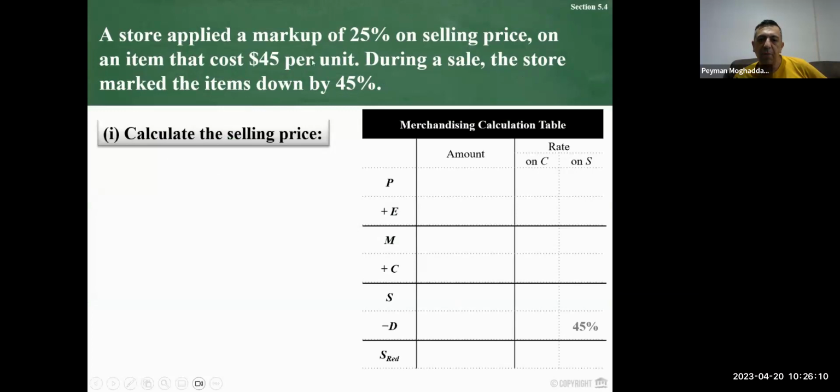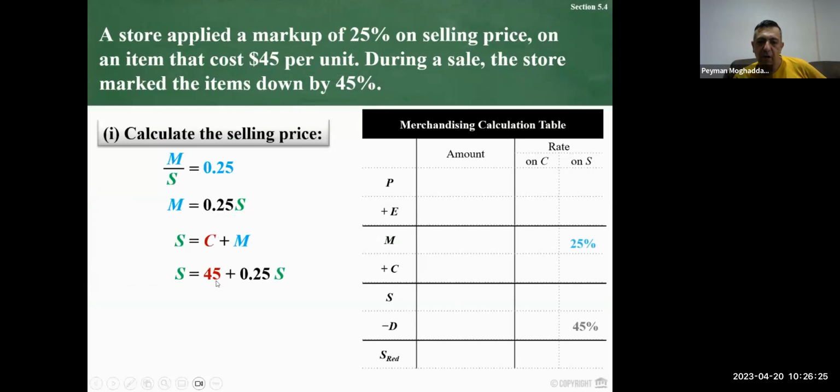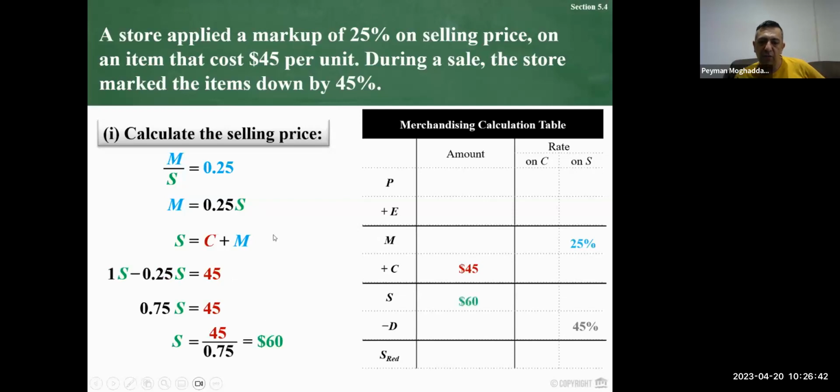So markup is 25% of selling price. So let's do that here. So markup is going to be 0.25S, right? Selling price, and the cost is $45 per unit. So we can make that equation. Selling price is equal to cost plus markup. So selling price is going to be 45, which is cost, plus 0.25S, because markup is 0.25S, and you find S. So S is going to be 45 divided by 0.75, which is going to be $60. Okay, that's going to be selling price.